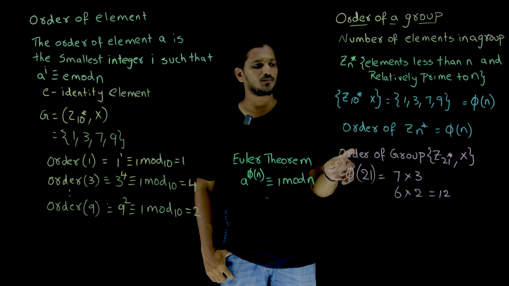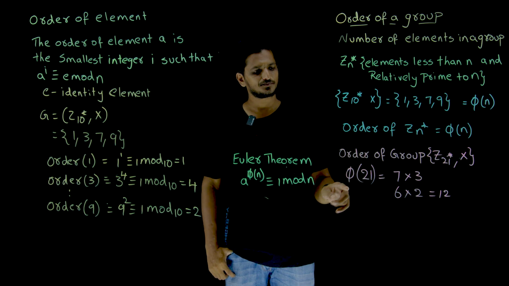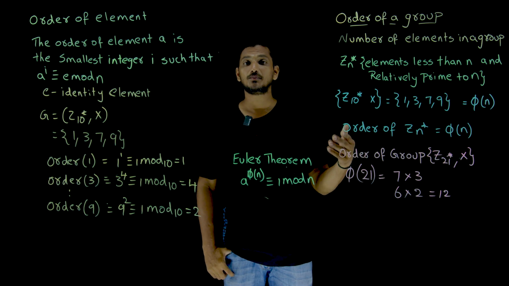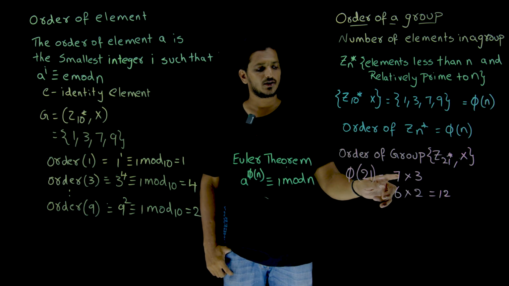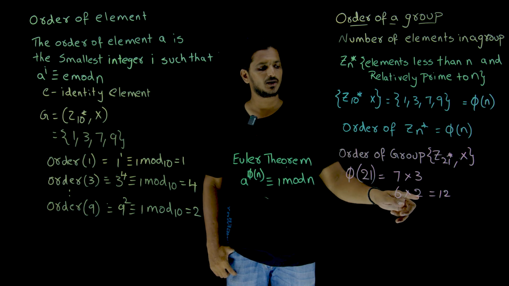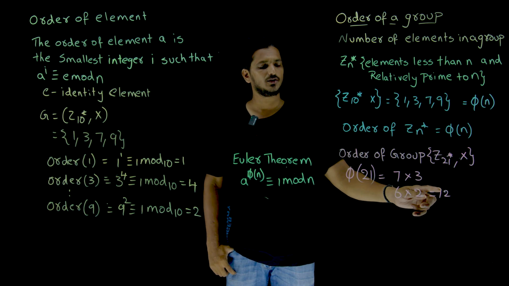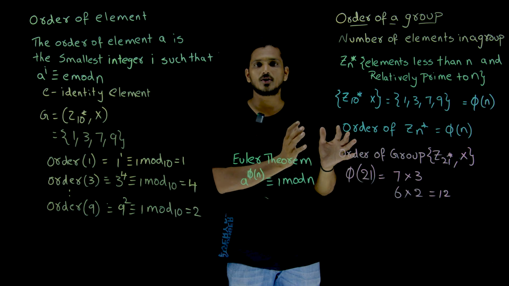So let's take one example. Order of the group Z21 star over multiplication is phi of 21. 21 can be written as a product of prime factors, 7 multiplied by 3. So 7 minus 1 gives 6, 3 minus 1 gives 2. So 6 multiplied by 2 is 12. The order of the group Z21 star is 12. So this is what order of a group means.